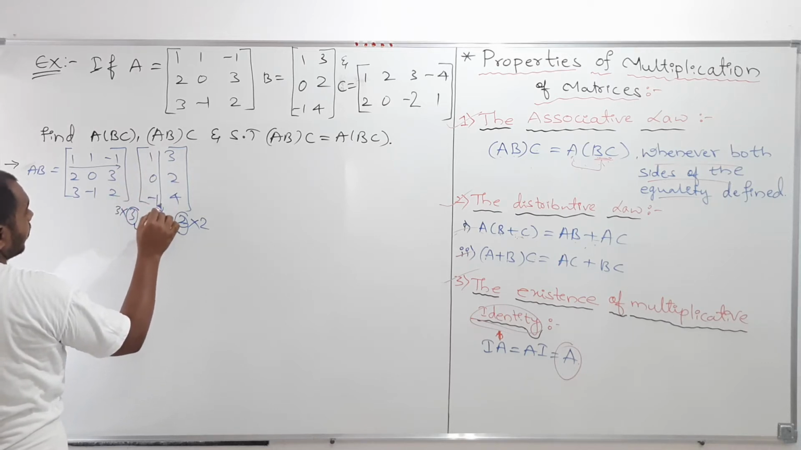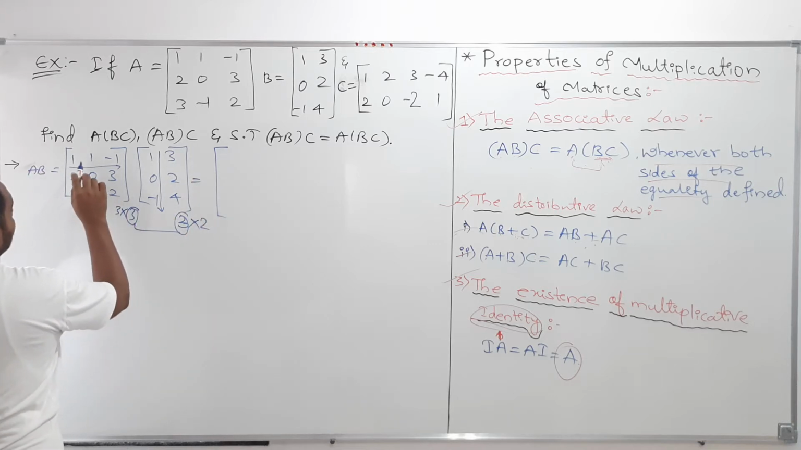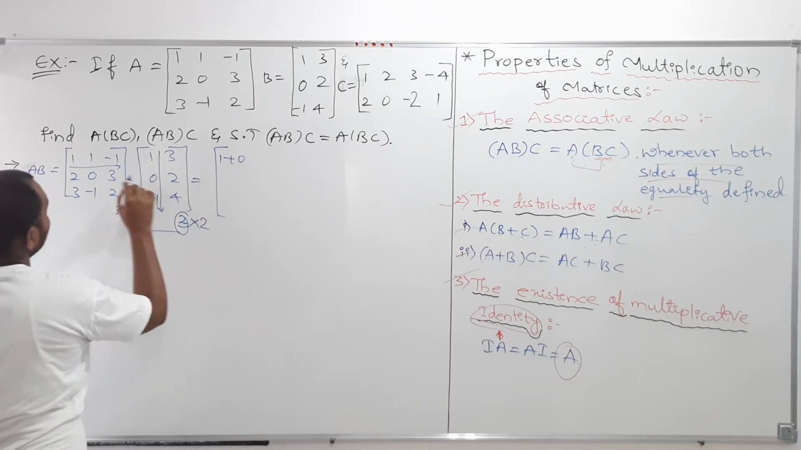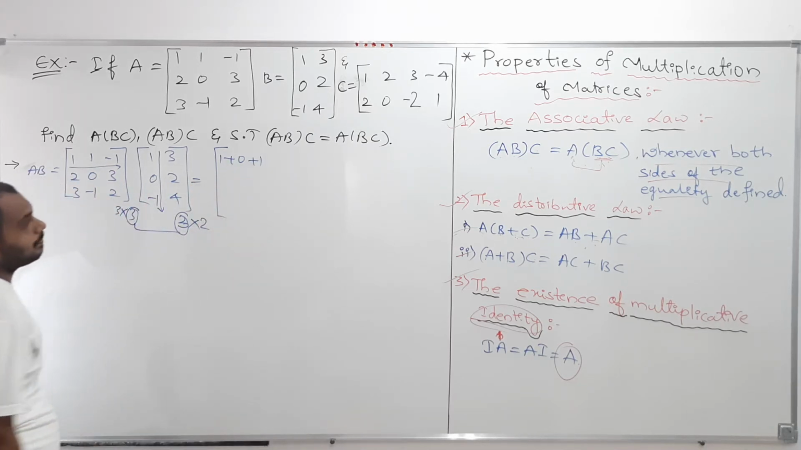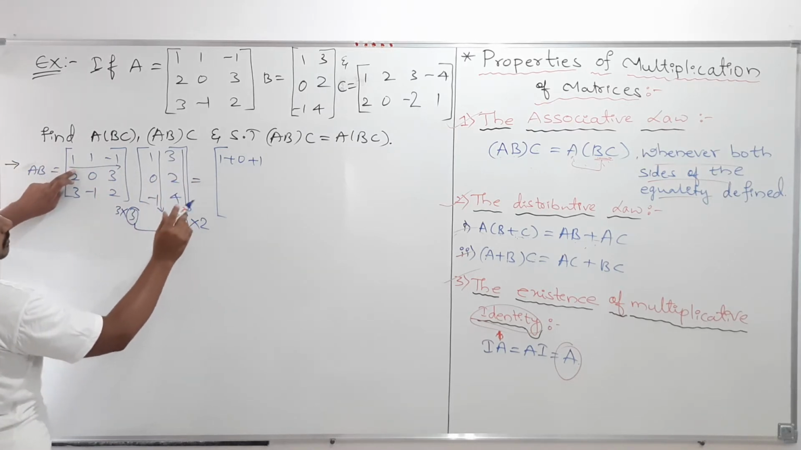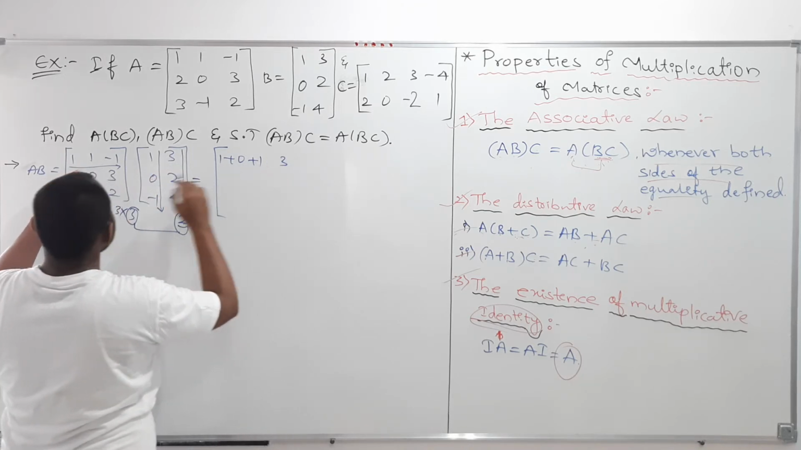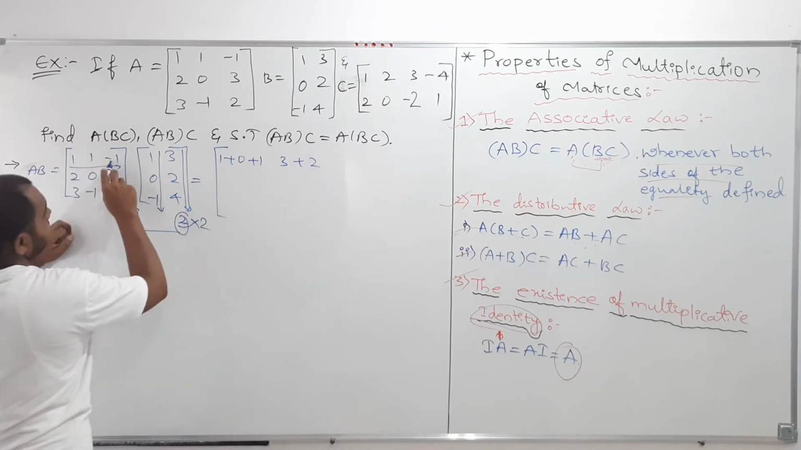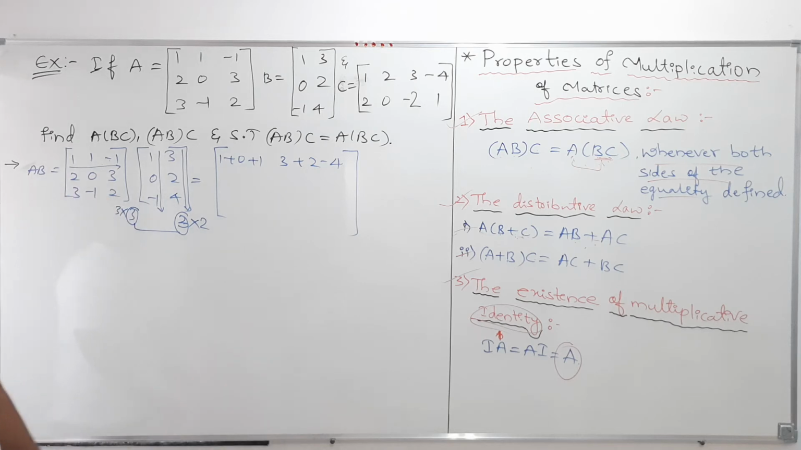First row, first column. So this is equal to 1 into 1 is 1, 1 into 0 is 0, minus 1 into minus 1 is plus 1. Clear? And next, my dear students, first row, second column. So leave some space. First row, second column: 1 into 3 is 3, next 1 into 2 is plus 2, and minus 1 into 4 is minus 4. Clear?